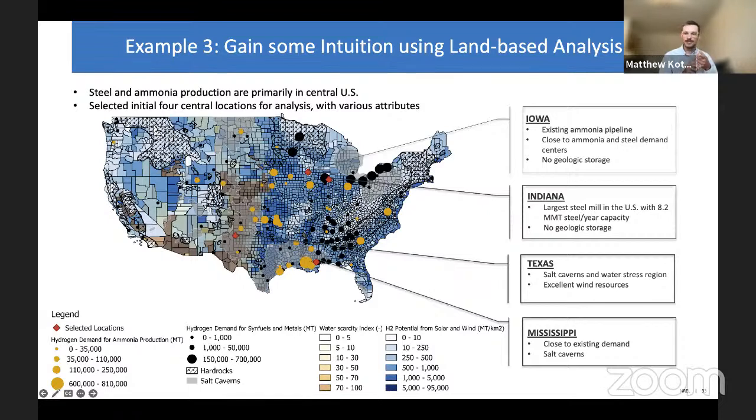Indiana has a large steel mill. There's no geologic storage. Texas has salt caverns as storage options. However, it's a water stressed region. And then, of course, excellent natural resources, wind, and then solar for West Texas as well. And then lastly, Mississippi, which has access to salt caverns for storage, is close to existing demand, but of course does not have any natural wind resources. And so we wanted to show this as considerations that we are looking into to understand how all of this could impact end use costs of hydrogen, and then subsequently steel.